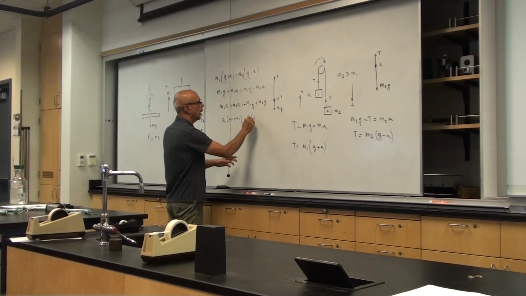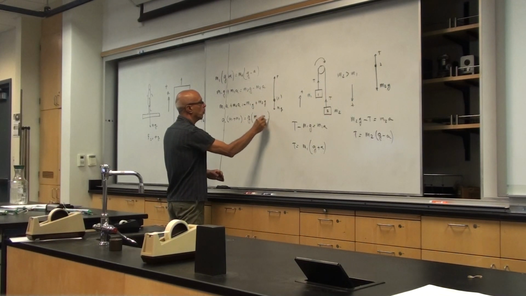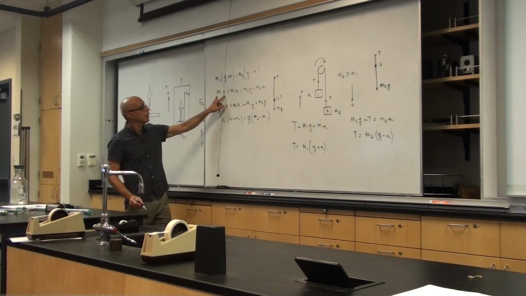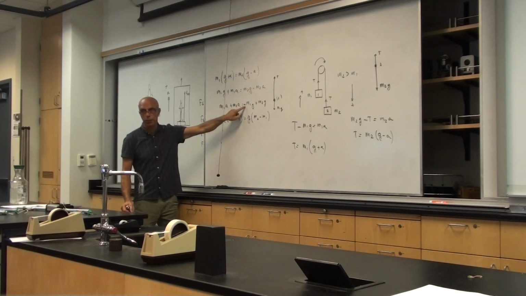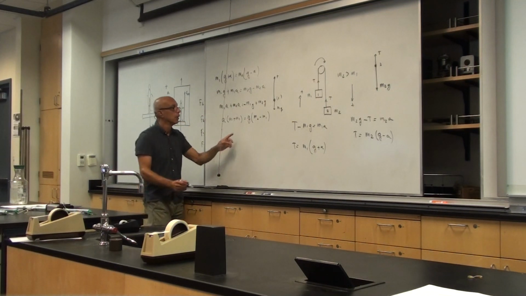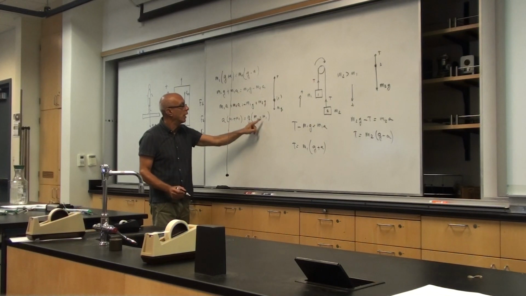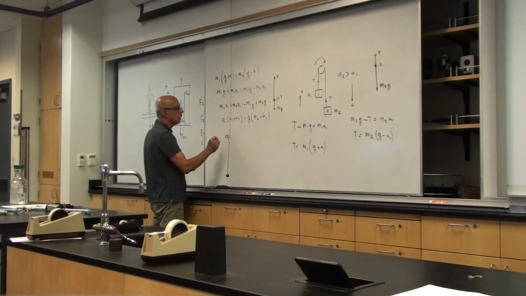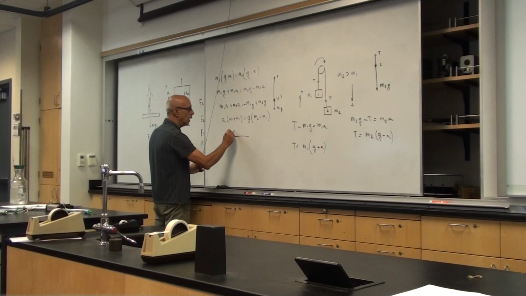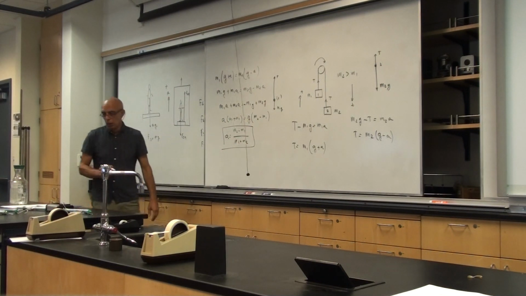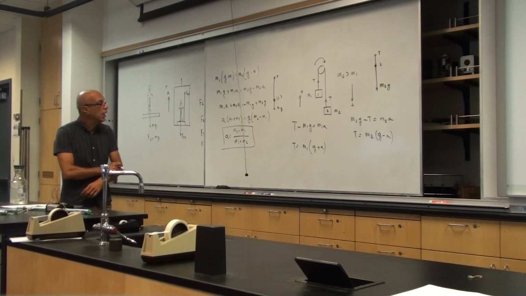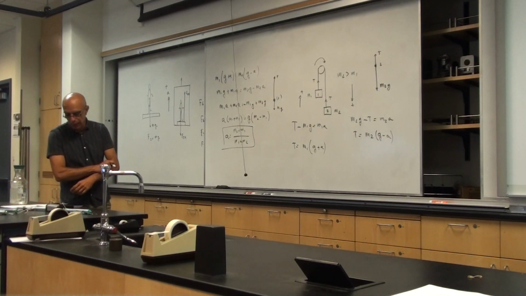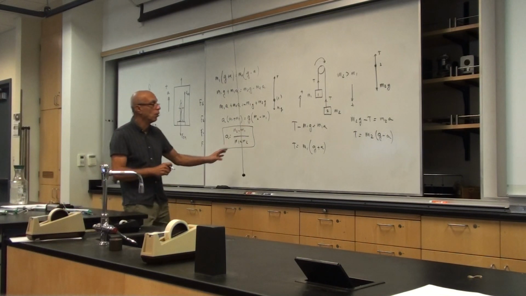So it's going to be m2 minus m1. This guy, when it goes to the other side, it becomes negative, okay? So that makes m2 minus m1. So a is going to be m2 minus m1 over m1 plus m2. So that's one formula. We can also calculate t if we solve it for t.